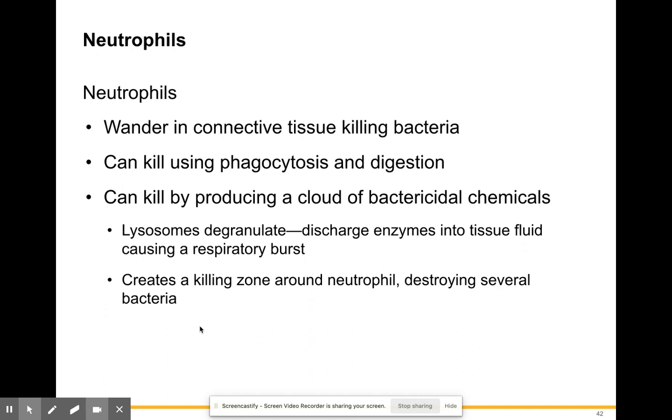This can cause a killing zone around a neutrophil, and that can destroy several bacterial cells at once. So if you empty out all your lysosomes, that can cause a cloud of chemicals that surround you, and all those chemicals can help kill surrounding bacteria around that particular neutrophil.